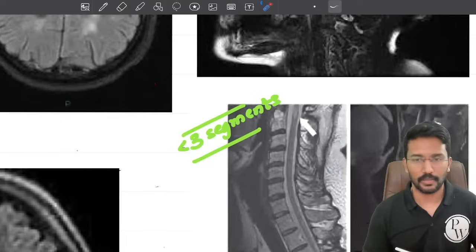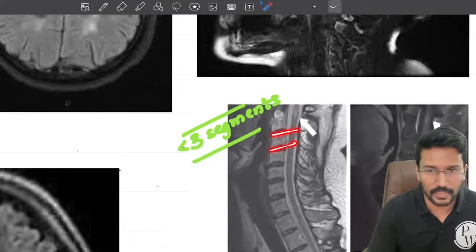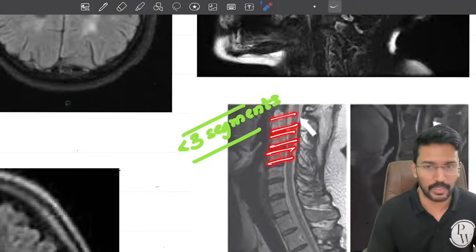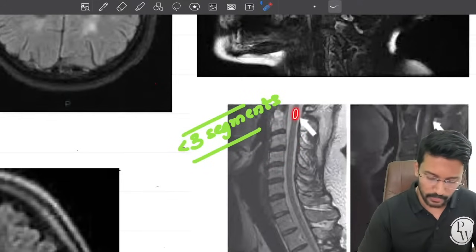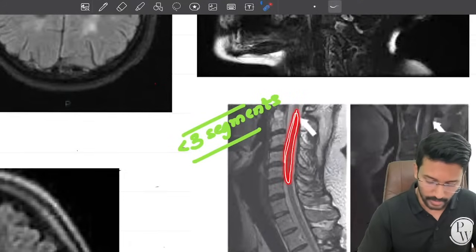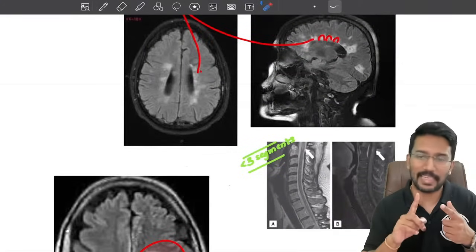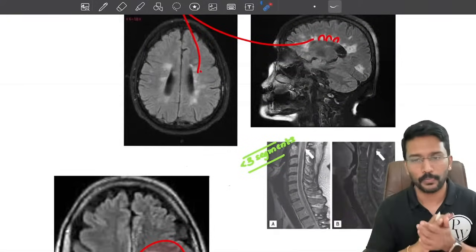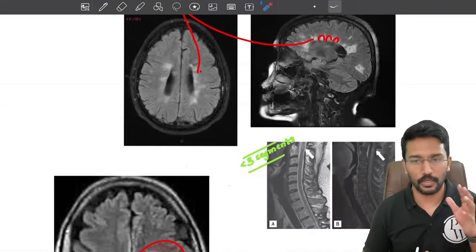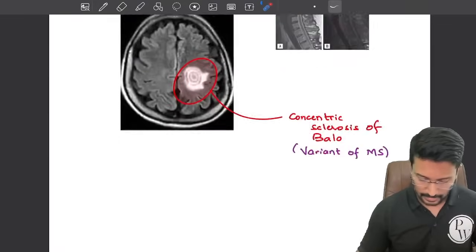Now, what do I mean by segment? One vertebral column is equal to one segment. Like this is one vertebral column, so this will be considered as one segment. For example, let me say this is C1 segment, this is C2 segment, this is C3 segment. In multiple sclerosis, the involvement will be of less than 3 segments. In neuromyelitis optica, the involvement will be long, more than 3 segments. That is a second important point to differentiate. First point is optic neuritis in multiple sclerosis is unilateral and anterior. In neuromyelitis optica, it is bilateral and posterior. And in spinal cord involvement, multiple sclerosis has less than 3 segments, neuromyelitis optica more than 3 segments.